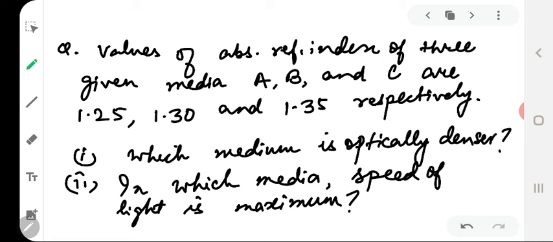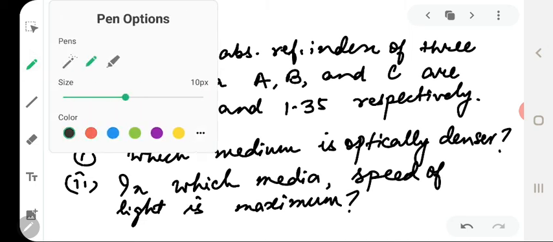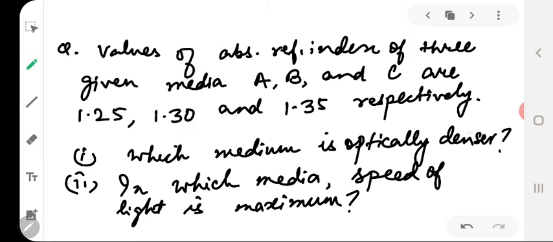Now as per the given question, the refractive index of A is 1.25, refractive index of B is 1.30 and refractive index of C is 1.35. So as the refractive index of C is maximum, hence medium C is optically denser as compared to media A as well as B.